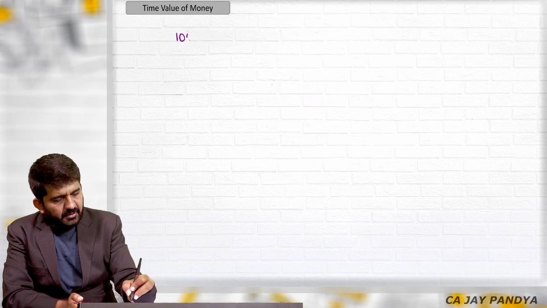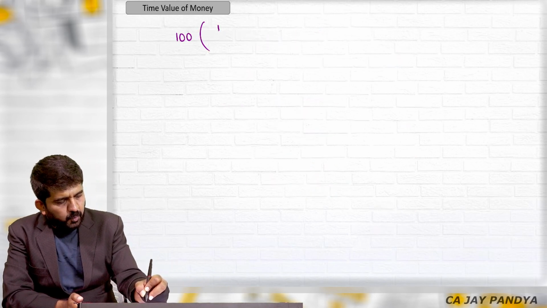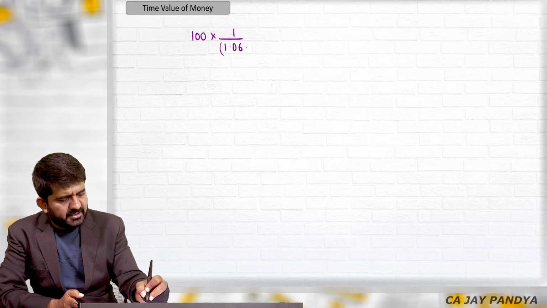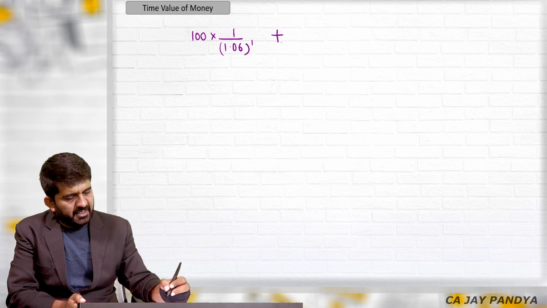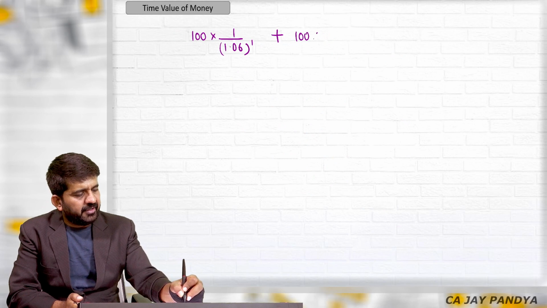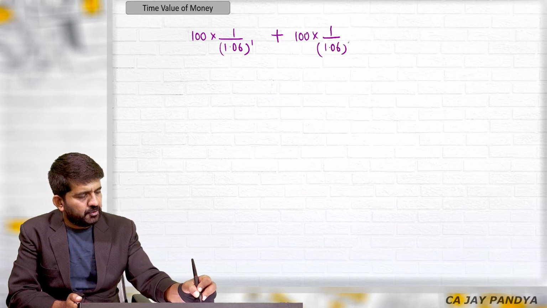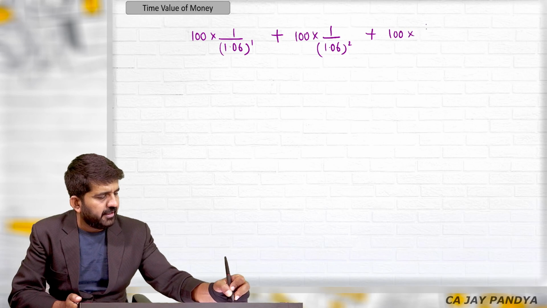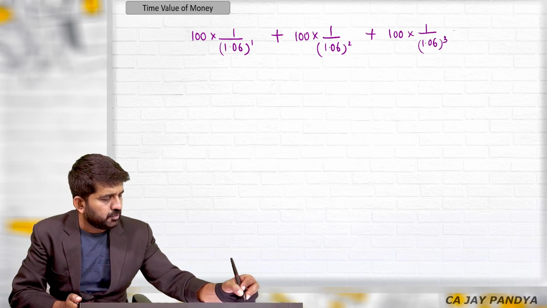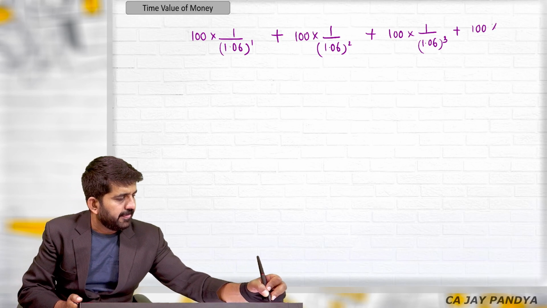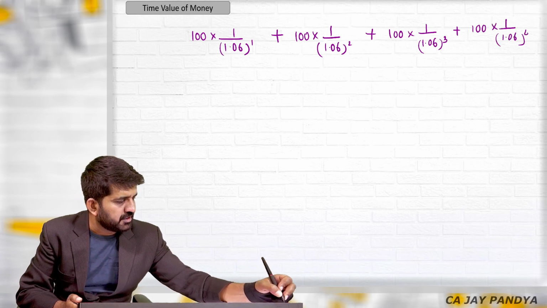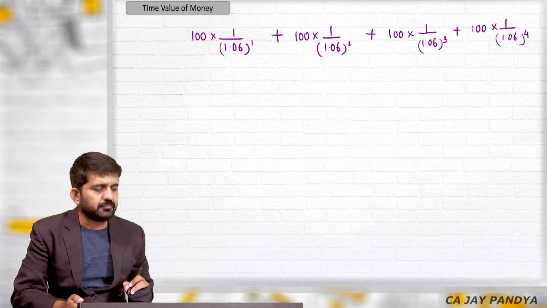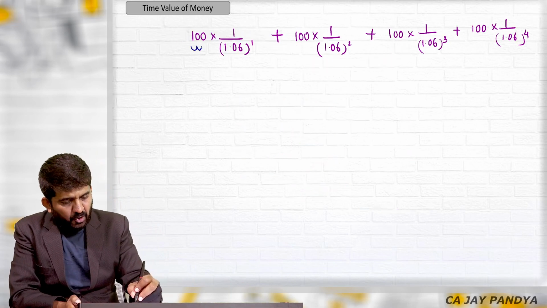It is 100 into 1 divided by 1.06 raised to 1, plus 100 multiplied by 1 divided by 1.06 raised to 2, plus 100 into 1 divided by 1.06 raised to 3, plus 100 into 1 divided by 1.06 raised to 4. Alright? Can we take 100 common? Yes.